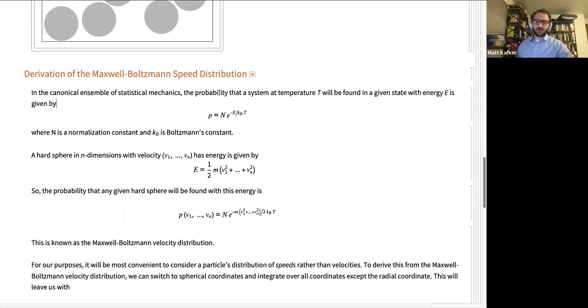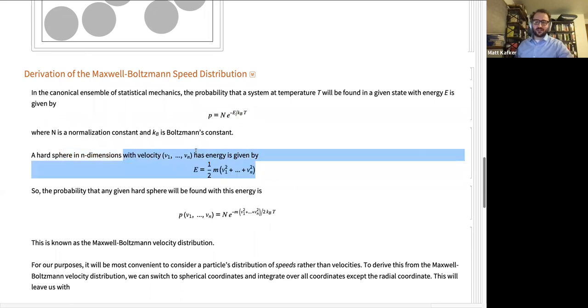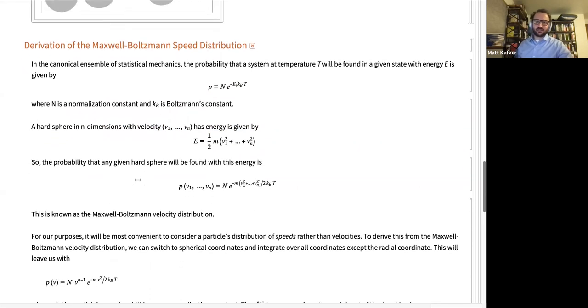So in the canonical ensemble, if you hold the system at fixed temperature, the probability that it's in a state with energy E is the exponential of the negative of that energy. So a hard sphere in n dimensions with this velocity has this energy. This is really standard stuff. Now, again, we're sort of ignoring the fact that it's a hard sphere. You can think about this as a point particle. We can talk about why this is not a completely senseless thing to do. But if it has this energy, which is just the kinetic energy, the probability distribution will be this.